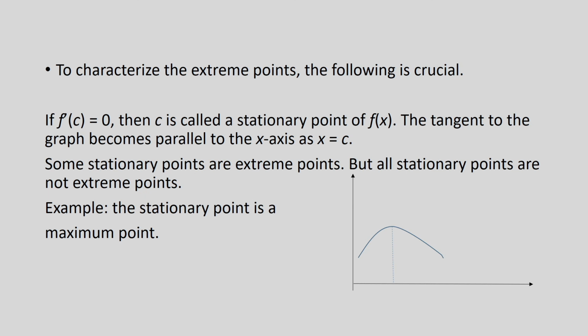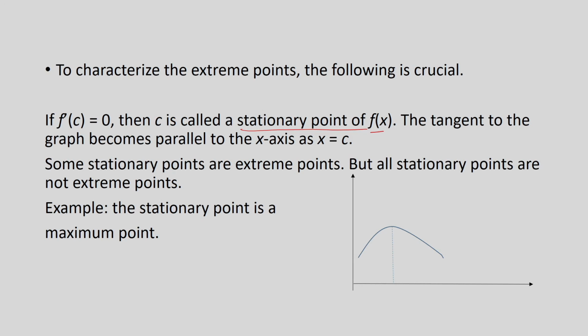Now, remember we want to characterize the extreme points, the points where the maximum value or the minimum value is attained. To do that, the following property is important. If f dash of c is equal to 0, then c is called a stationary point of f(x). I think I have defined stationary point in some previous discussion, so I am just repeating that definition here.